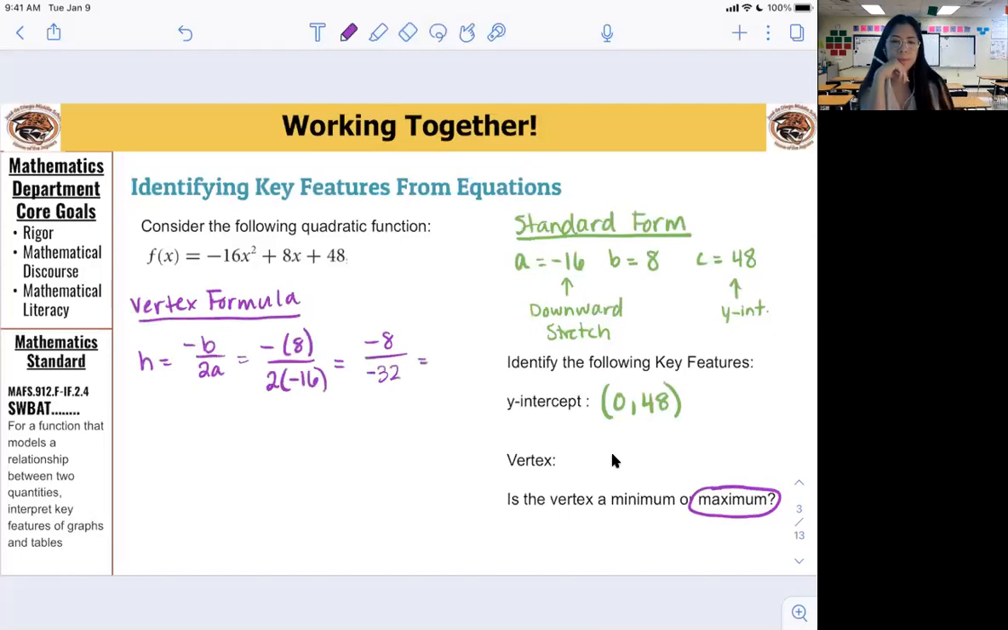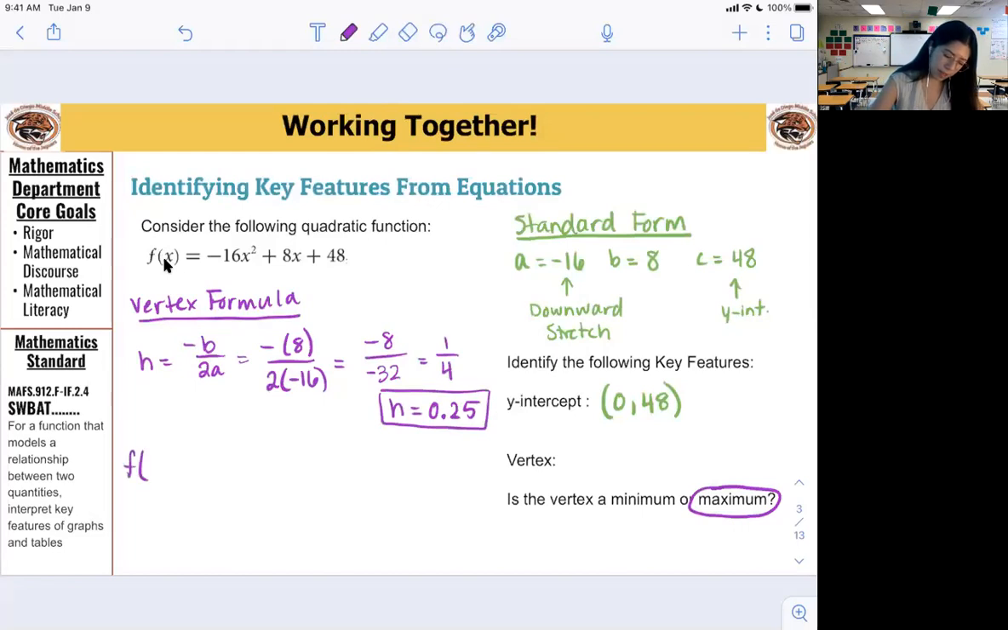What do we get for h? It's 1/4. Since we're using calculators, we can turn this into a decimal. What is 1/4 as a decimal? 0.25. Good. So we know the h value, and then you always have to plug it right back in to find the k value.